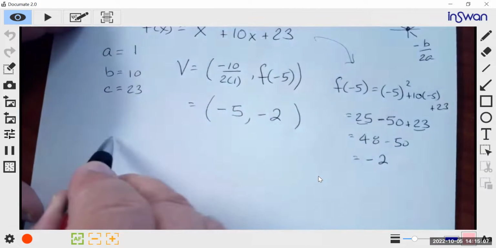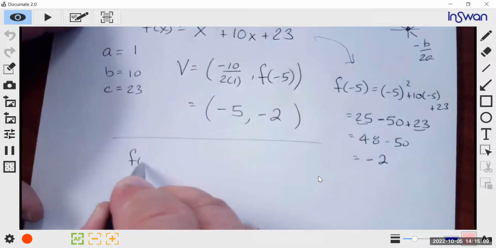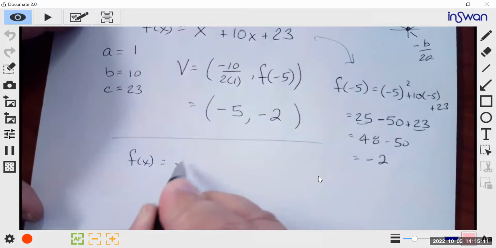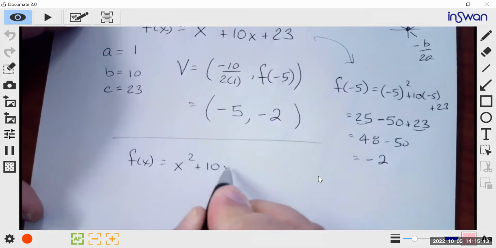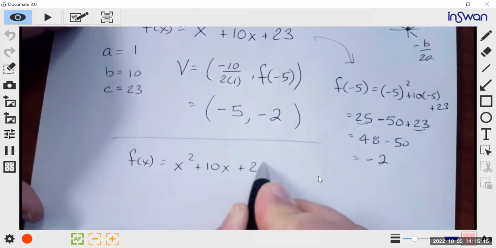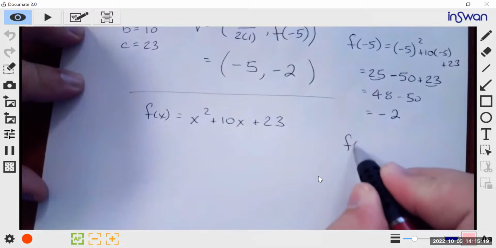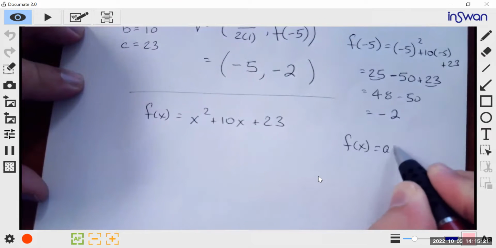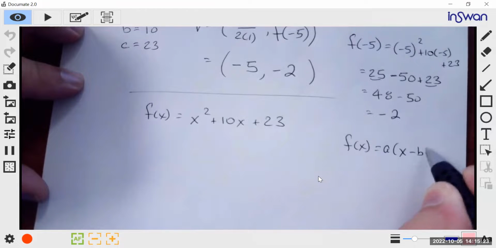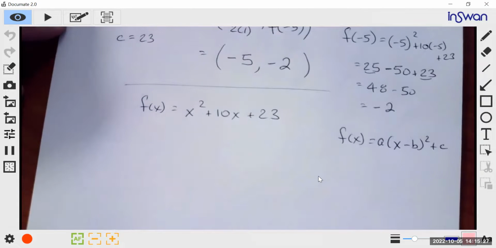Let's take the same equation and convert it to that equation, that form. Let's see how we do this.